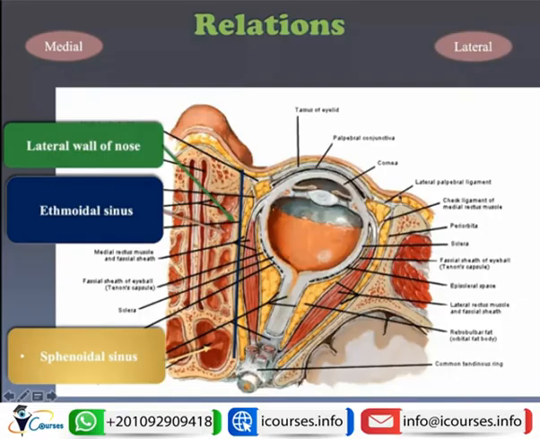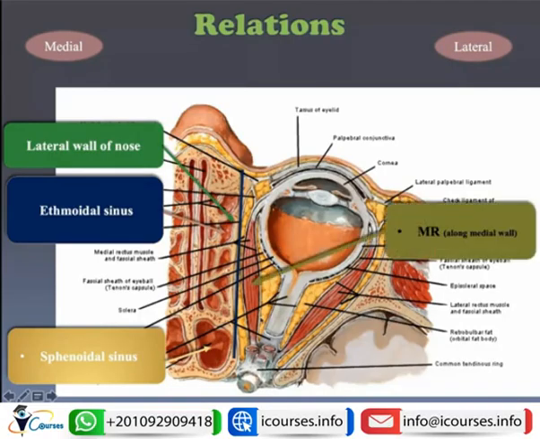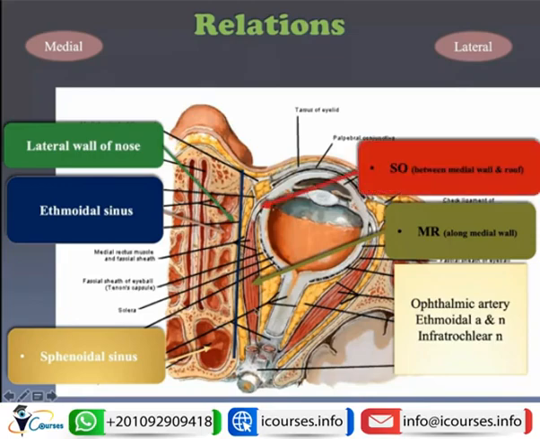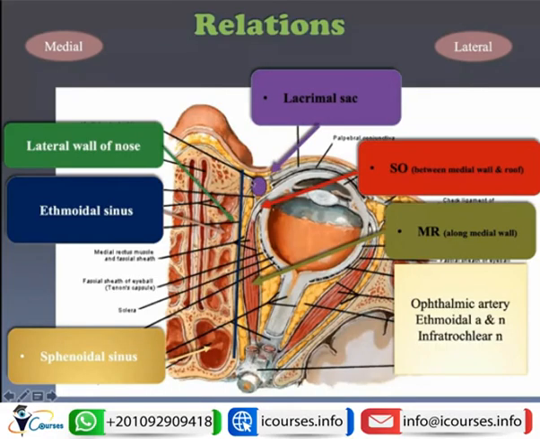So what are the lateral relations, which are the most important? We have the medial rectus along all the medial wall, and we have the ophthalmic artery, ethmoidal artery, the ethmoidal nerves, and the infratrochlear nerve. And we have the muscle cut from here. It's called the superior oblique, and this superior oblique runs at the corner between the medial wall and the roof, as we said before. And finally, we have the lacrimal sac, which is located, as we said, at the medial wall. So it is lateral to the medial wall.